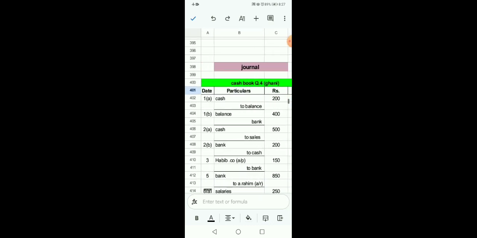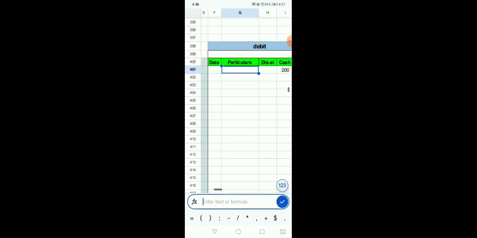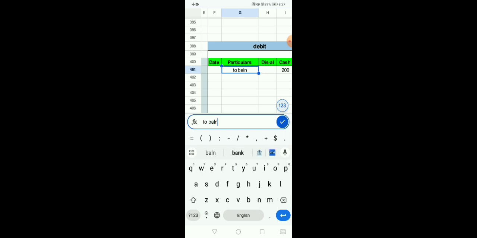Now the next step is to seek the reference. First entry, what you have posted is cash, and whatever is written on the opposite side of cash, you will use it as your reference. Opposite side, to balance is written, so in particulars you will write to balance as your reference. And now see the date, which is 1A, so put 1A in the date column. This way entry number 1A was having only one element to be posted, and we have posted it. Entry 1A is completed.